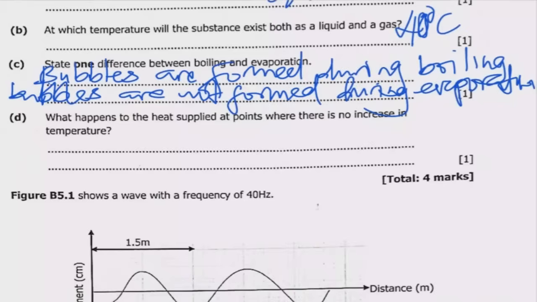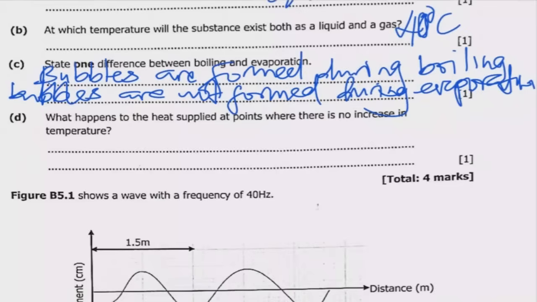If you want, I'll give you an extra one. I want you to mention the other 2, which you can come up with. The other one is: boiling takes place at a definite temperature, while evaporation takes place at any temperature. So when evaporation is taking place, it can happen at any temperature.